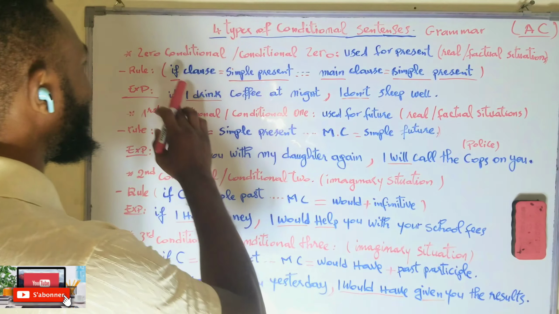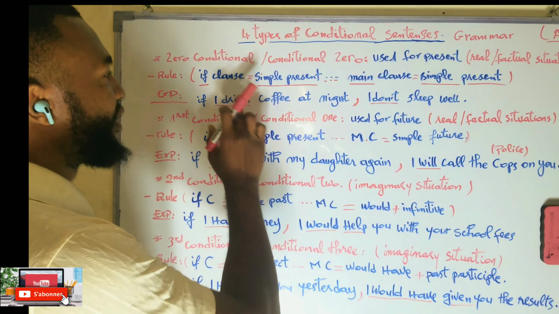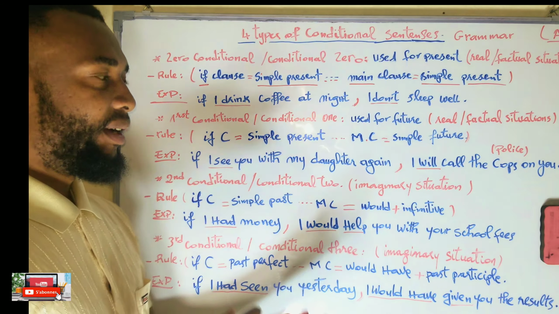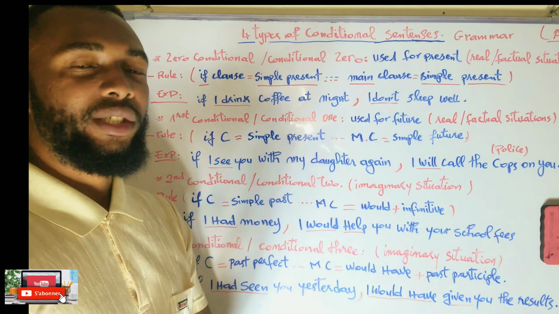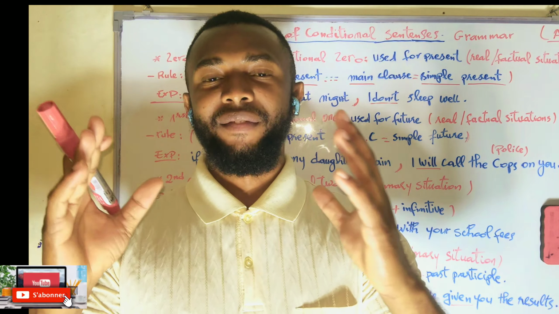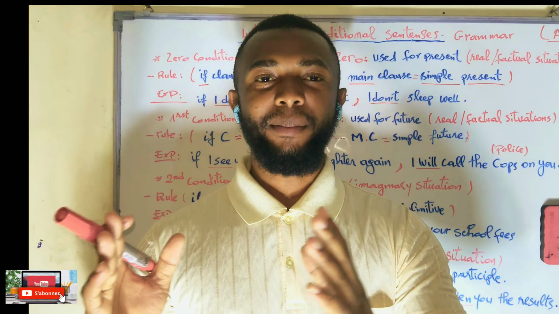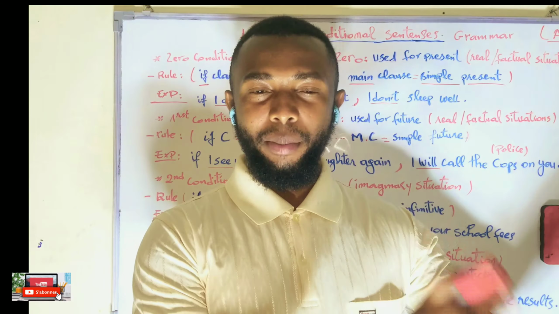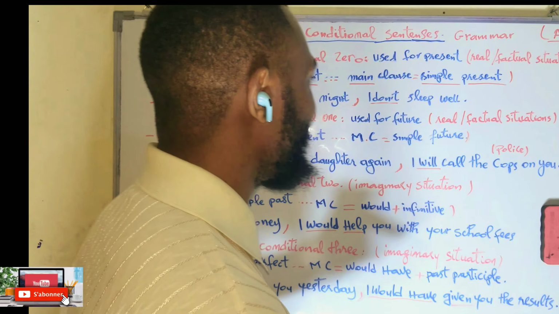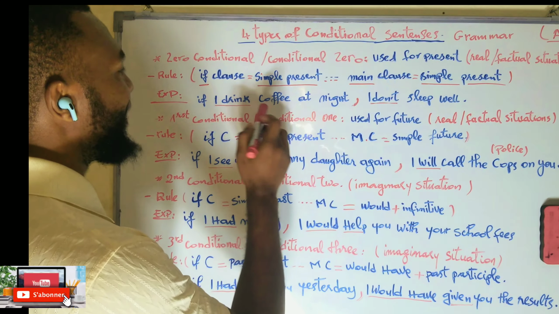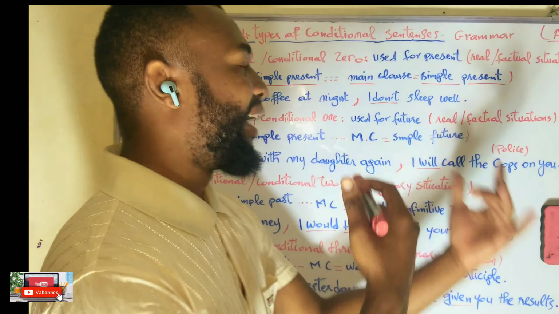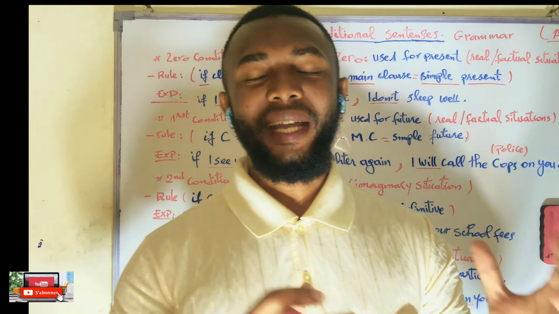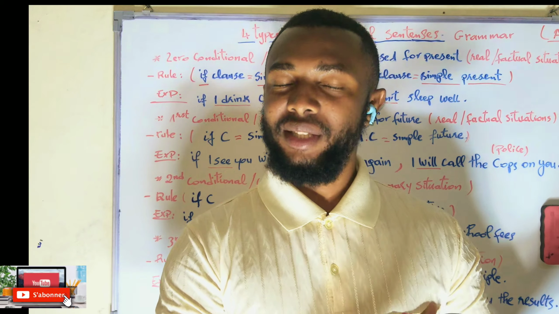Here we have a rule formula, alright? So here we have if clause equals simple present, main clause equals simple present. Ça veut dire, the if clause is in the présent simple, the main clause is in the présent simple. Alright, so let's see an example here. And the example here we have, if I drink coffee at night, I don't sleep well. So if I drink coffee at night, I don't sleep well.